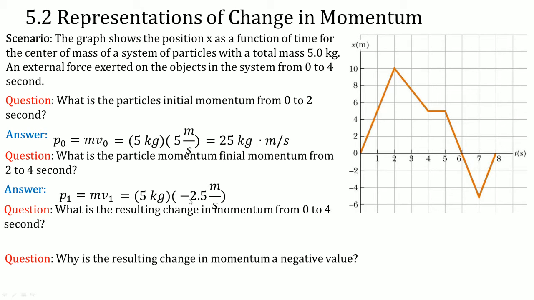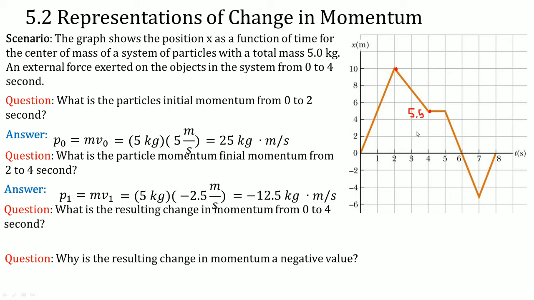How am I getting this negative 2.5? Well, just figure out the slope. You can treat this as a point, and you could treat this as a point, and this is 5.5. Okay, if you figure out the slope here, it should get you the value of negative 2.5. Once you multiply, you should get it equal to negative 12.5 kilograms times meters per second, which is going to represent the final momentum here.